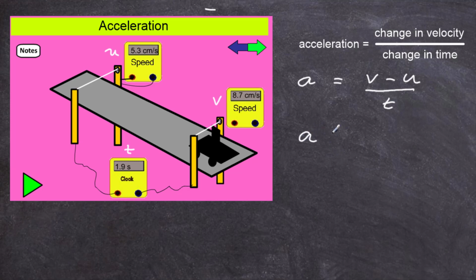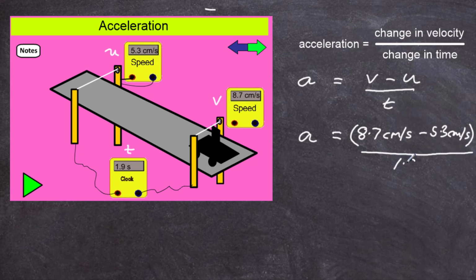Acceleration is going to equal the final velocity, 8.7, and remember the units are centimeters per second, take away the initial velocity, 5.3 centimeters per second. Put a little bracket around that to show they go together. Divided by the time of 1.9 seconds.